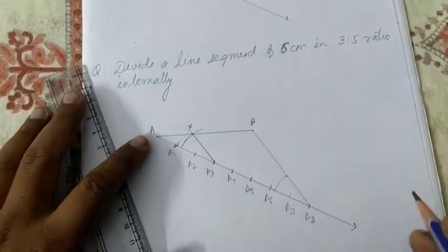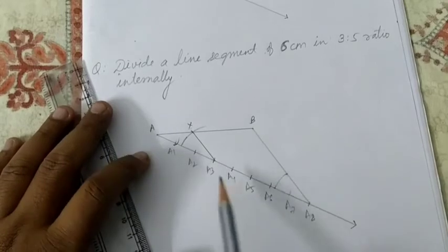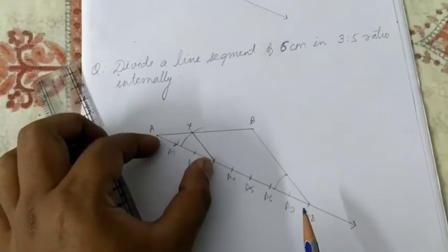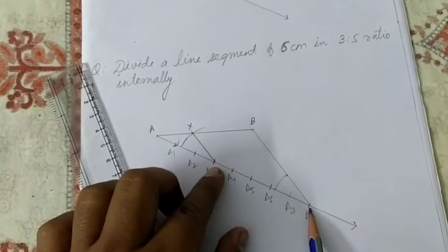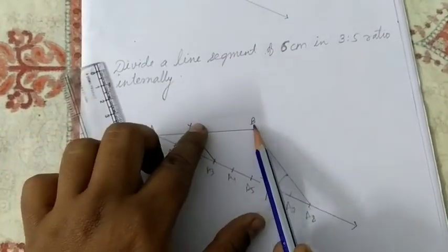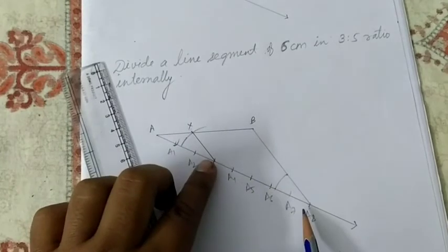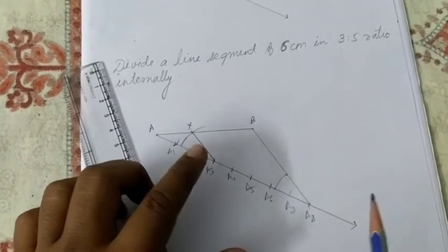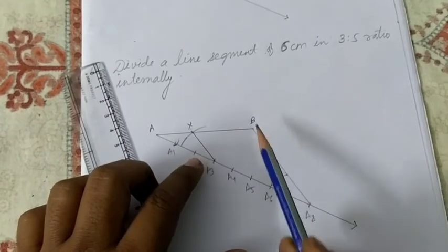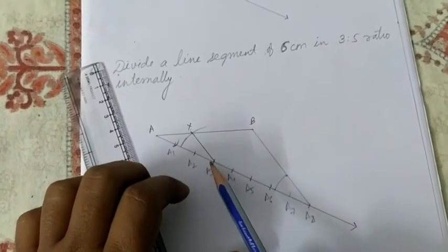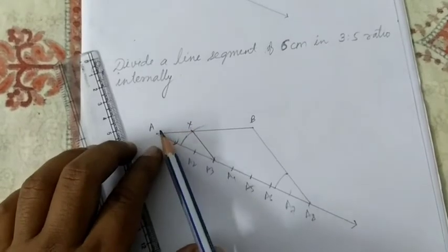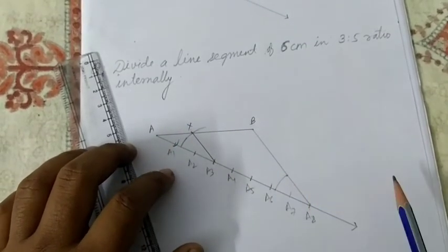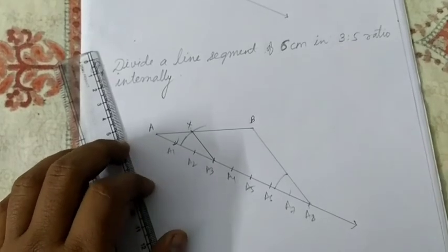And the justification would be similar to the previous one. If I consider this part and this part, this will be our 3x, this will be our 5x. So AX by XB will be equal to 3x by 5x. That is because of the converse of the basic proportionality theorem, as this line is parallel to this, and the ratio will get AX by XB equal to 3:5. Hope you have understood.